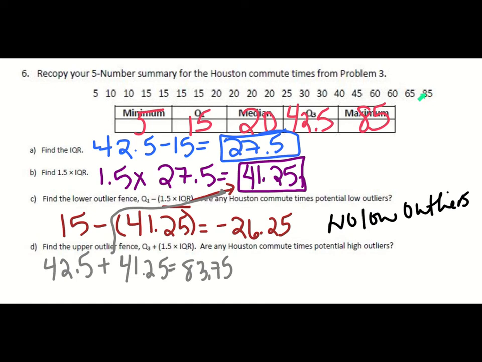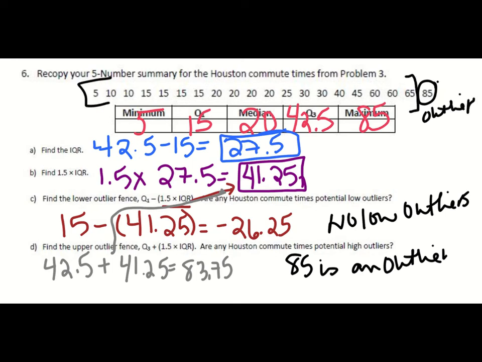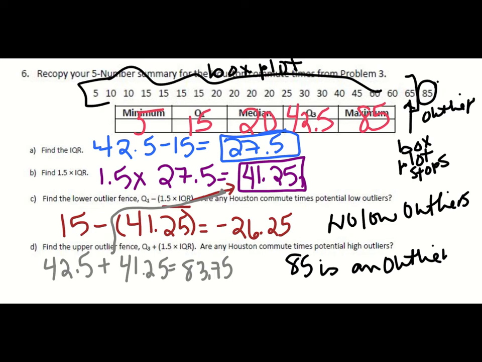So now if this is considered my outlier, my 85 is an outlier. So this is basically going to be in my box plot. This 65 is going to be where my box plot stops. And then this is going to be a separate dot. So the 85 will be a separate dot.